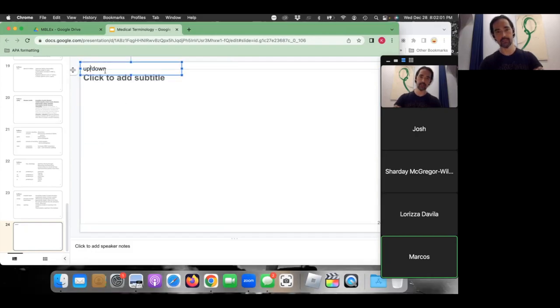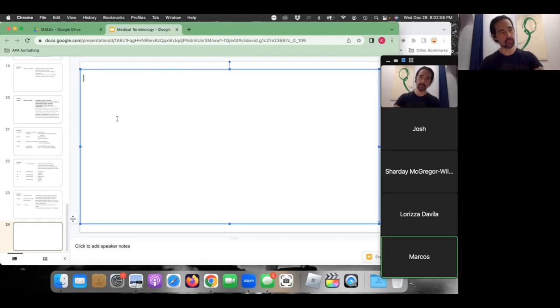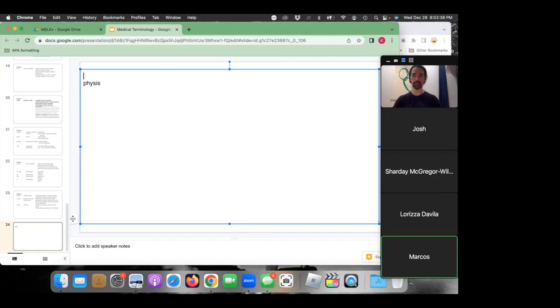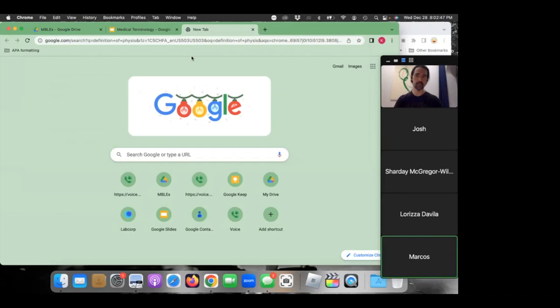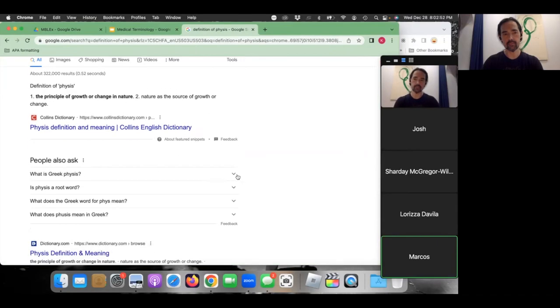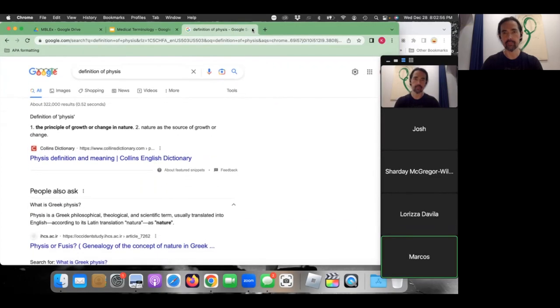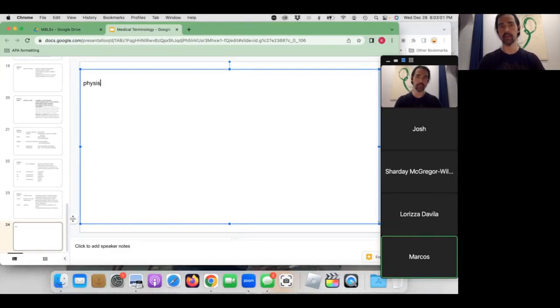Okay. And then how about, let's do one more. Here's a word, physis, which means the bottom, which means the skull. Or it doesn't mean the skull, I'm sorry, it means the brain. Definition of physis. Physis, okay. Take my word for it this time. It means brain. And then there's something called the hypophysis. So that means the bottom of the brain.